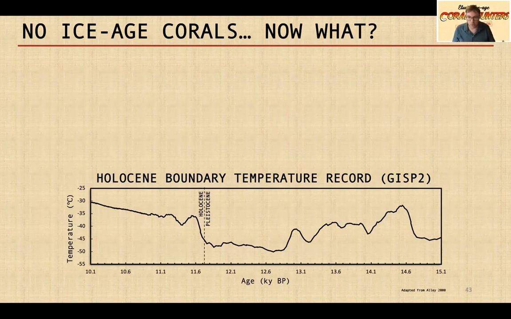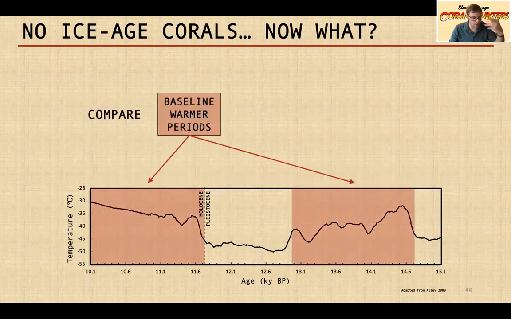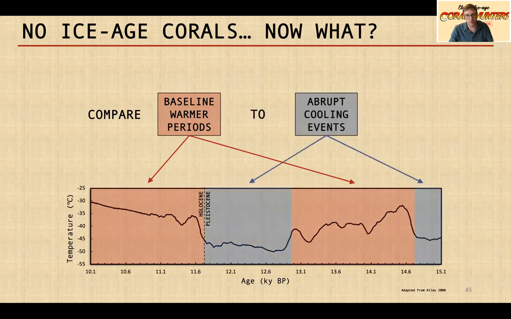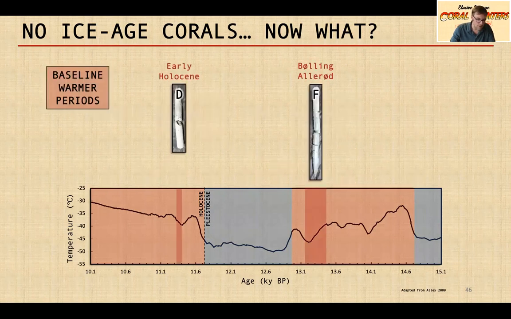This is the temperature record from the Greenland Ice Sheet Project 2, or GISP 2. On the y-axis, we have degrees Celsius, and on the x-axis, kiloyears before present. So with this, if we could compare changes in ENSO during these warm glaciation periods to changes in ENSO during these abrupt cooling events, we could fill a big hole in our understanding of ENSO variability in a warmer climate. And now we have this opportunity.